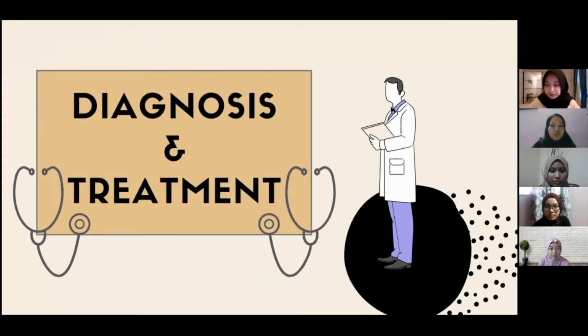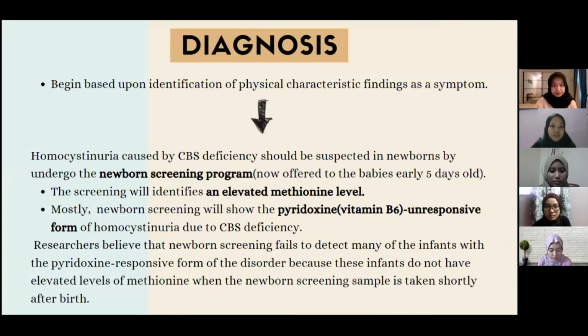Okay, now we go to the diagnosis and treatment. For the diagnosis, at first it begins based upon identification of physical characteristic findings as symptoms. However, it could lead to late diagnosis. So homocystinuria caused by CBS deficiency should be suspected in newborns by undergoing the newborn screening program.